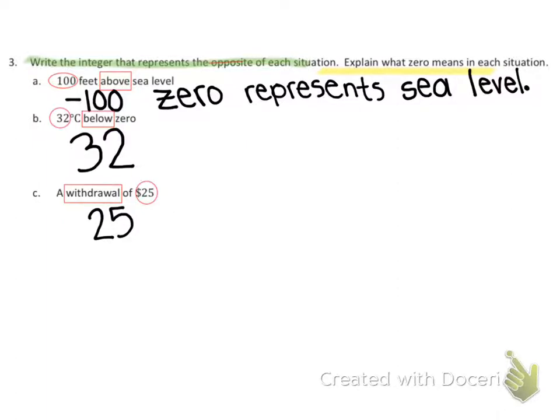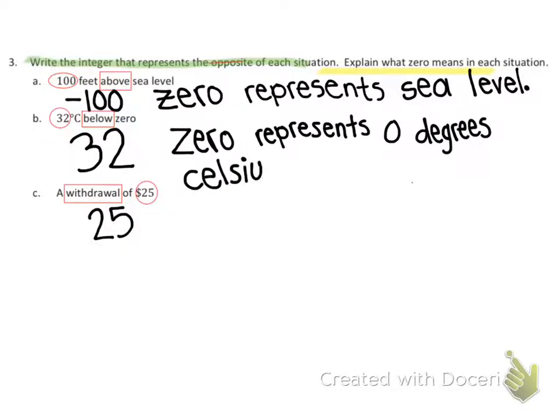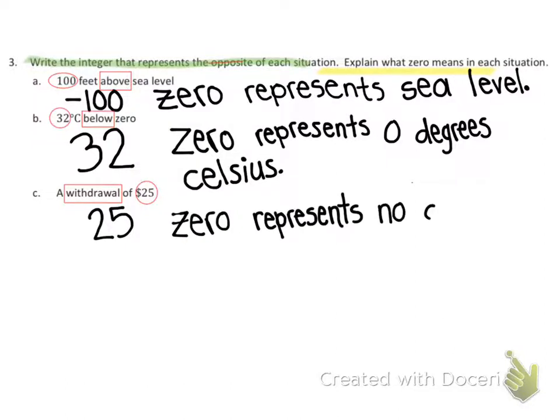Letter B, right, 0 represents 0 degrees Celsius. And for letter C, 0 represents no change. I know that sounds confusing, but with a withdrawal, when you take out money, it's negative change. And when you deposit, it's positive, you're adding money. But when there's no change, that's 0.